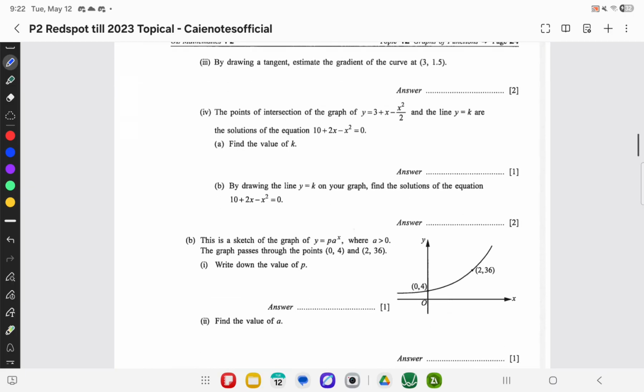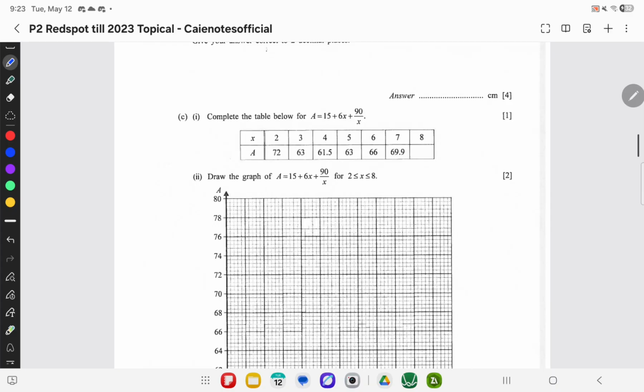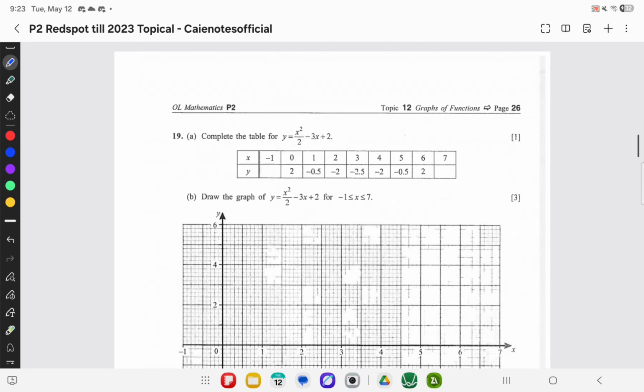Find the equation of. I've already done this type of question. Why is there none of the new syllabus kind of questions? I'm gonna lose it.